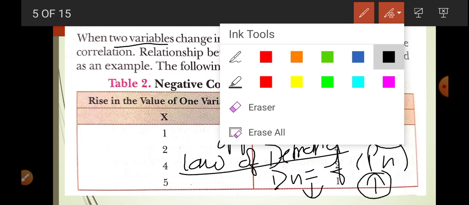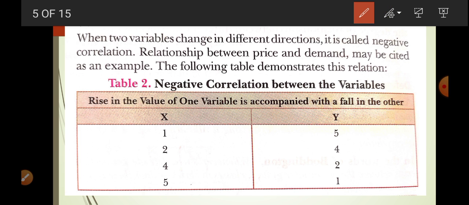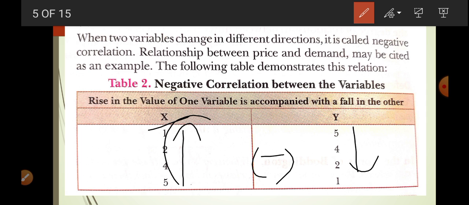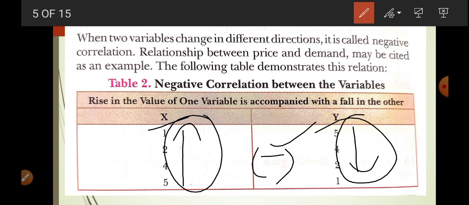Okay students, now here you can see when the variable x is increasing by 1, 2, 3, 4, 5, y is decreasing, 5, 4, 3, 2, 1. So we find which type of relation? Negative. Why? Because on one side we find increasing and on the second side we find decreasing. So both are changing in opposite direction. So we find negative relation.